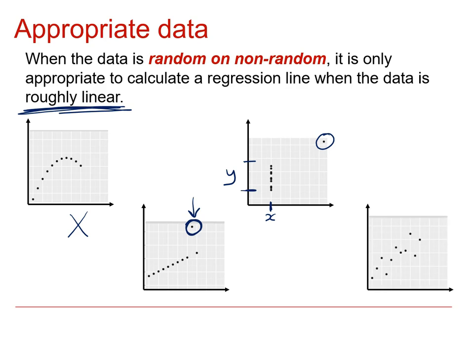This one, probably we can see that there is kind of a linear relationship going on, but the errors are large and so the result may not be that accurate.